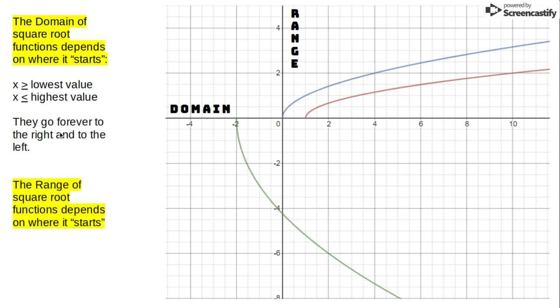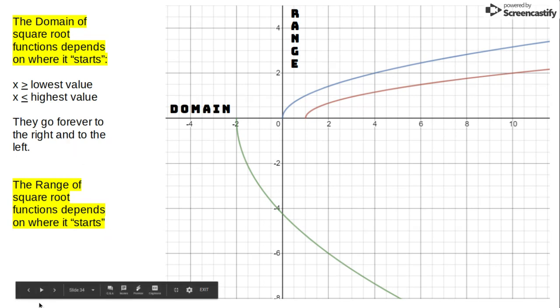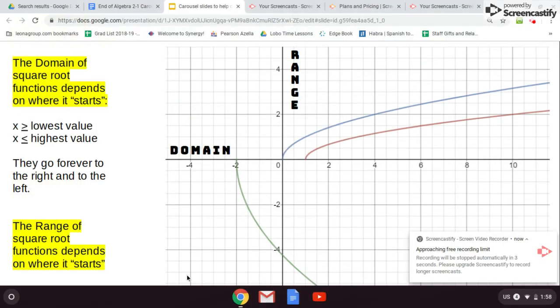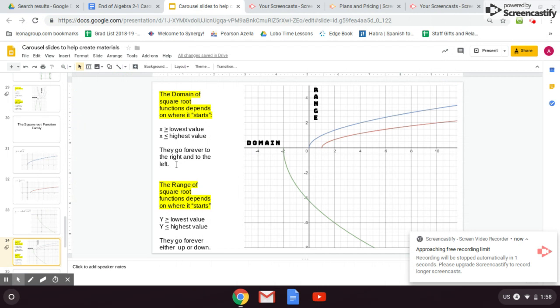Oops, and I meant to say they go forever to the right and actually they won't go forever to the left. It's always forever to the right. So I am sorry, please. Let's see if I can actually cross it out. I'm not sure if I could cross it out, but I am going to try.